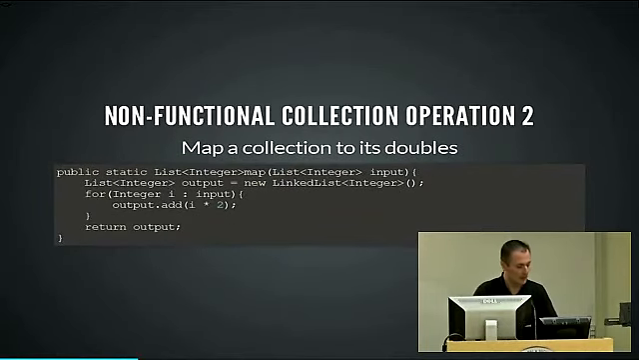Here's another example. If you look at this, I'm doing exactly the same thing, only if you look at the output.add, rather than returning the squares, I'm returning the doubles of my collection. So it's a pretty basic example. I think everyone can see what I'm doing here.